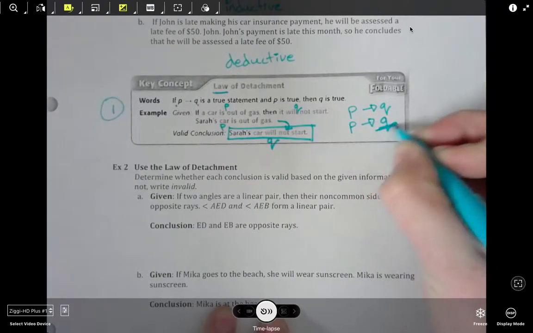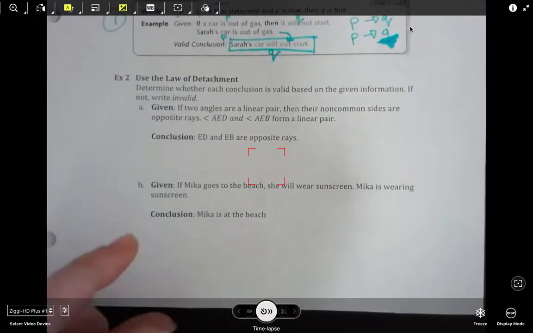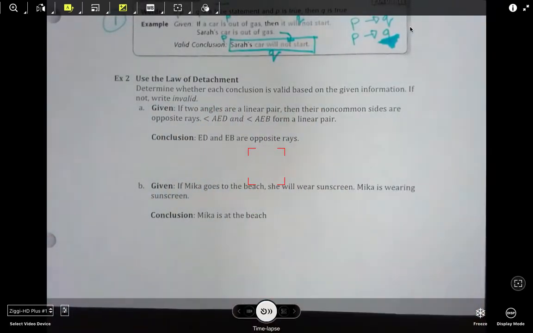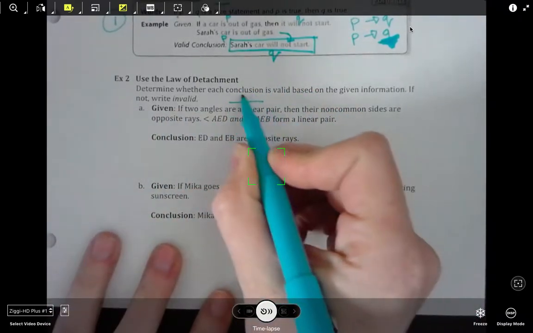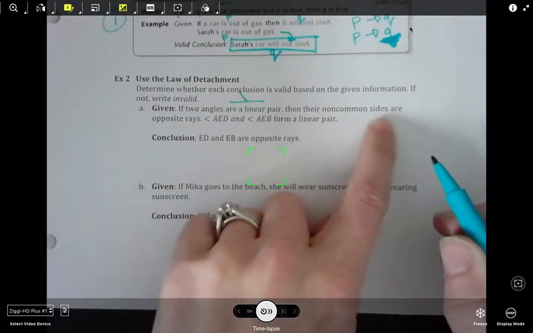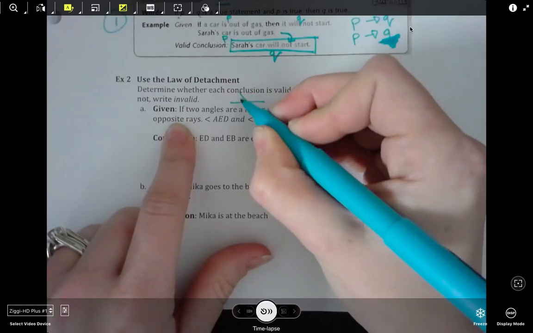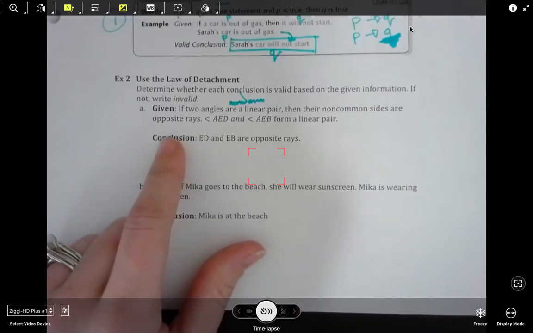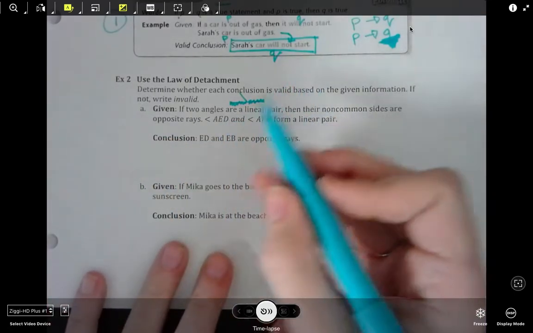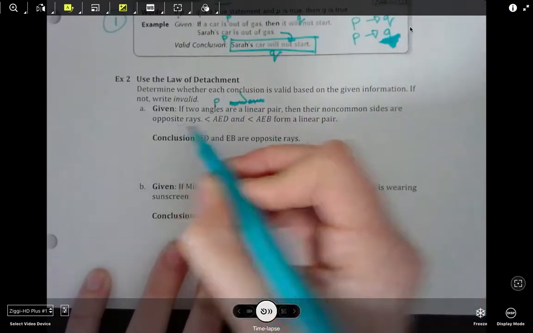And a lot of times they're trying to have you give that Q part, or spit that Q part back out. So, using the law of detachment, determine whether each conclusion is valid based on the given information. So, if two angles are a linear pair, okay, think about what a linear pair is. They live on a straight line. Then their non-common sides are opposite rays, okay? This is their common side. Non-common sides are this one and this one. Do those have to be exactly opposite from one another? Yes. So if two angles are a linear pair, that's statement P, then their non-common sides are opposite rays.